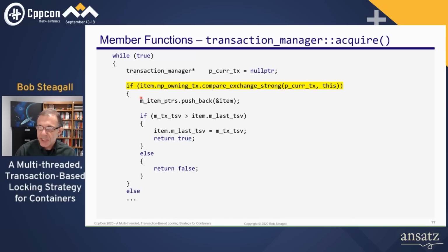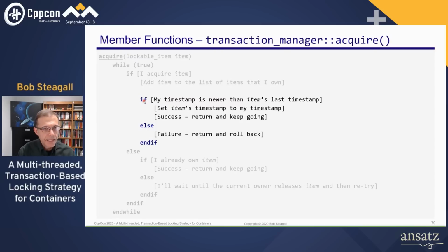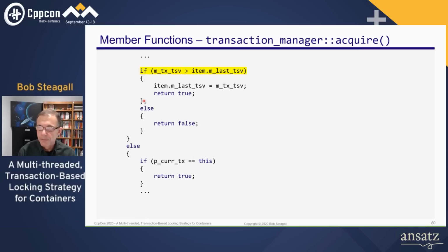So if this succeeds, then the pointer to the transaction manager that's stored in the lockable item points to me. I own this item now. Now that I'm sure that I own the item, I'm going to push that pointer back onto the back of my list. I then go to this part. I'm going to check the value. I'm going to look at the value and make sure it's a good value.